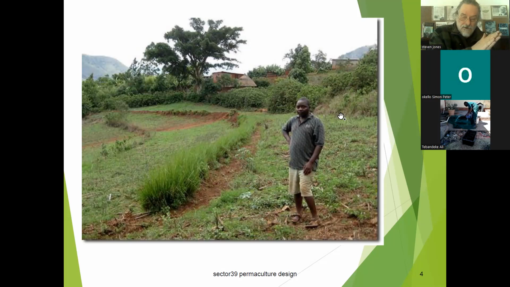We talked about the relationship between problems and solutions. We have to tackle the root cause of a problem, and then we turn it actually into its own solution. So this is a wonderful example of observing and interacting, catching and storing energy. We've used simple techniques and observation to understand how water moves across the landscape, so we can slow it down and we can trap it.